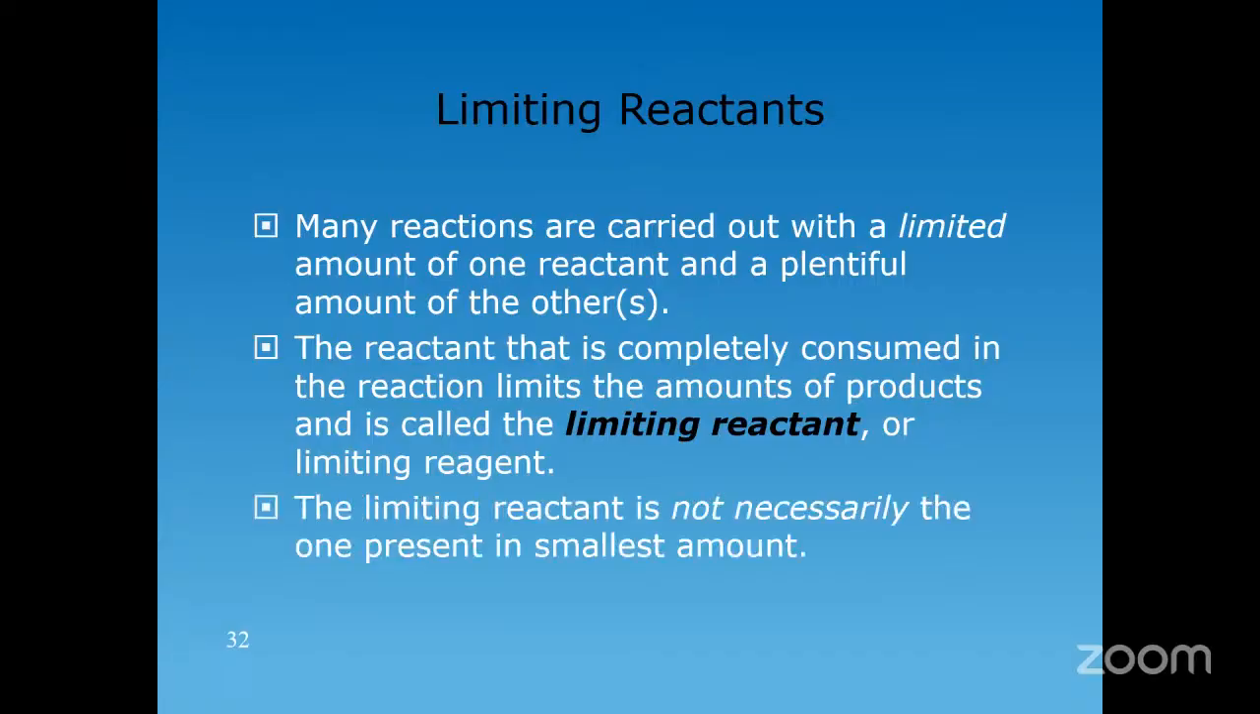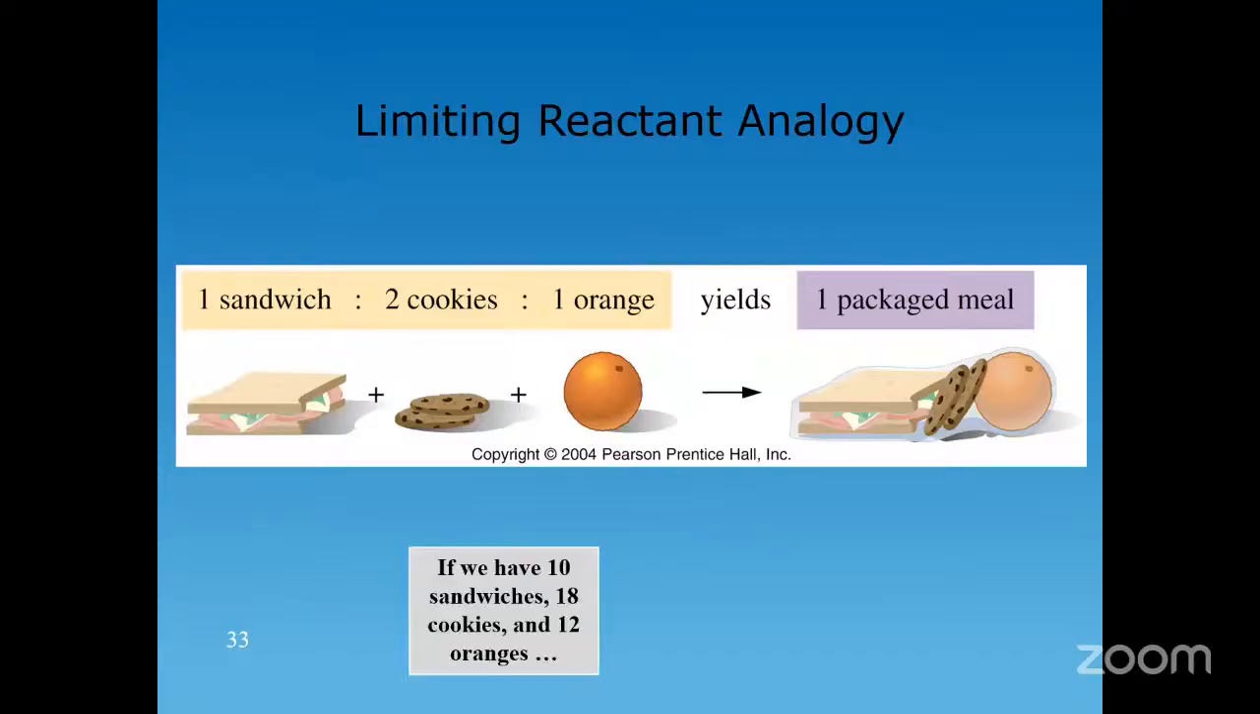So another key thing here, which is very important: the limiting reactant is not necessarily the one present in the smallest amount. That's a very common error that some people tend to make, thinking that if one reactant is in a smaller amount than the other, then the smaller amount will be the limiting reactant. That's not the case. We're going to go into at least one example to show you how the limiting reactant is determined. Now, we're going to use an analogy here to try to explain.